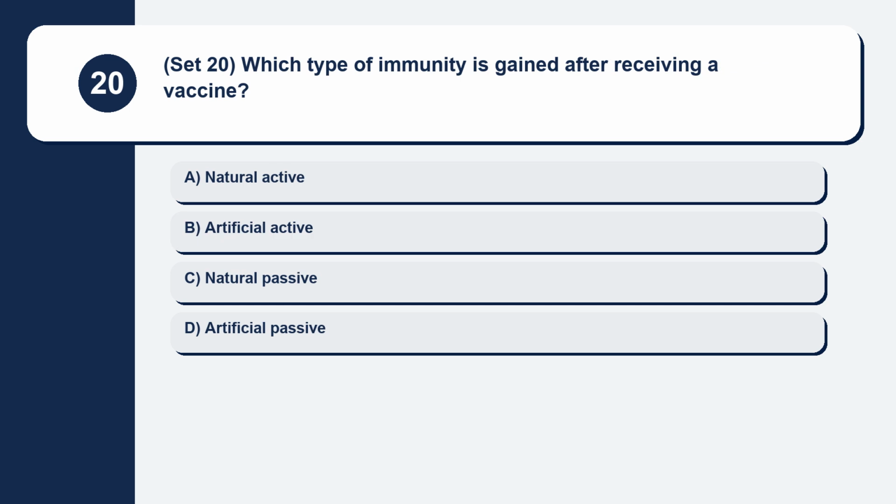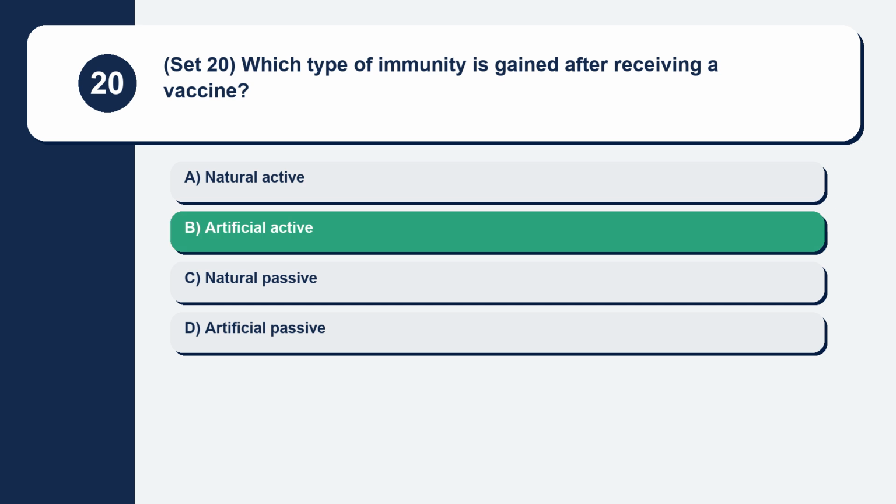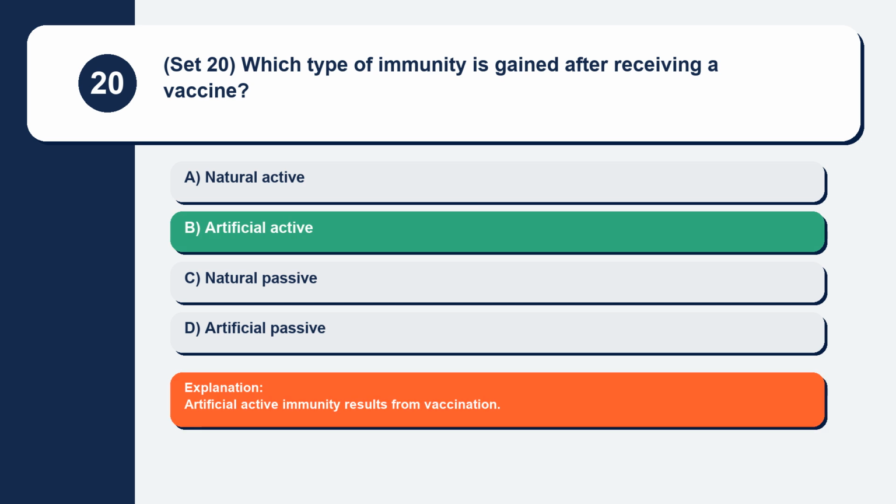Question 20. Set 20. Which type of immunity is gained after receiving a vaccine? Natural active, artificial active, natural passive, artificial passive. Artificial active immunity results from vaccination.